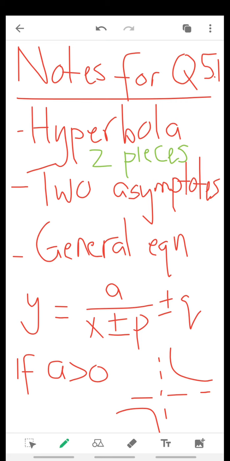If a is greater than 0, meaning if a is positive, then the two-piece function of a hyperbola will lie in the first and the third quadrants of the asymptotes. Not the first and third quadrant of the Cartesian plane. Here we are talking about the asymptotes' quadrants. So if a is positive, the two-piece function will lie in the first quadrant as well as the third quadrant of the asymptotes.